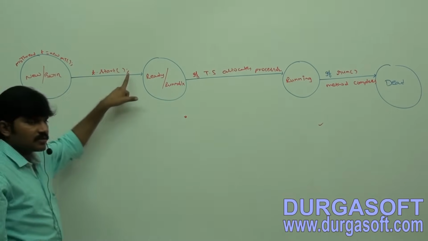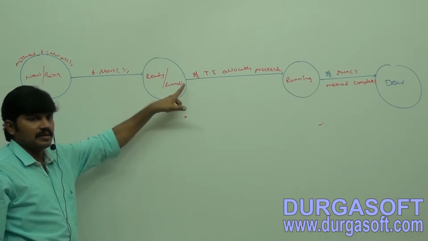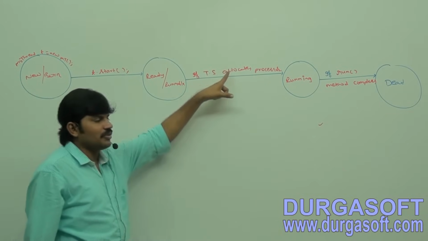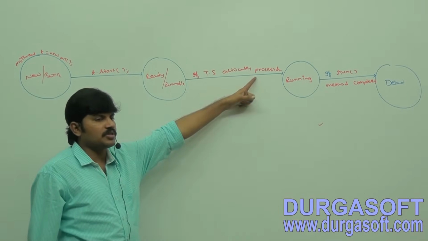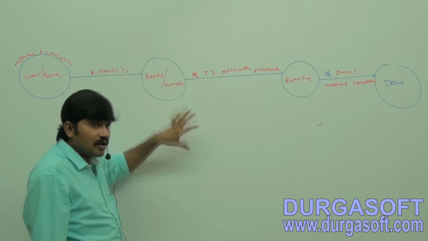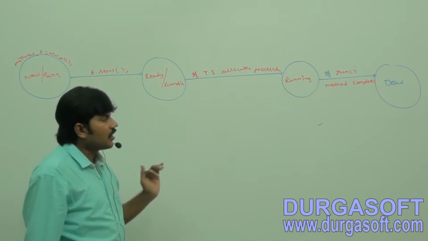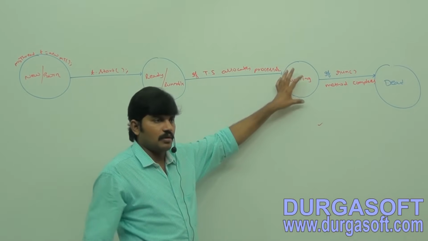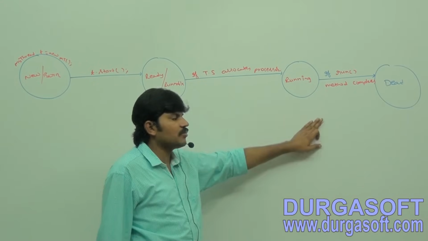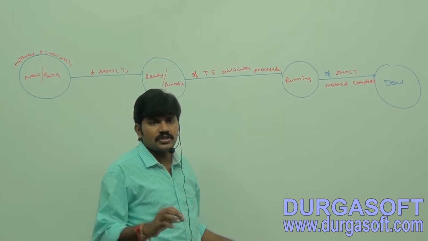Whenever we are calling t.start, boss, I'm ready to run. But give the chance. Who is responsible to give the chance? Thread scheduler. If thread scheduler allocates processor, then I am able to run. Like this, runnable or otherwise ready. Now thread scheduler gave the chance. Now I'm ready. I'm executing. So if run method completes, now the thread will enter into dead state.